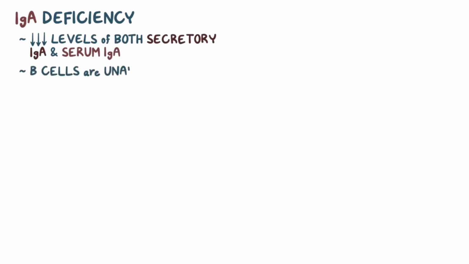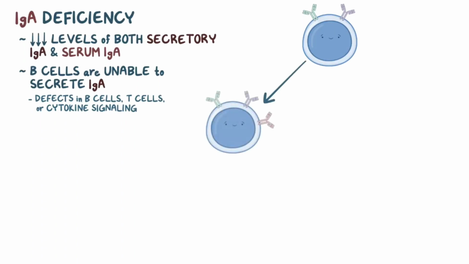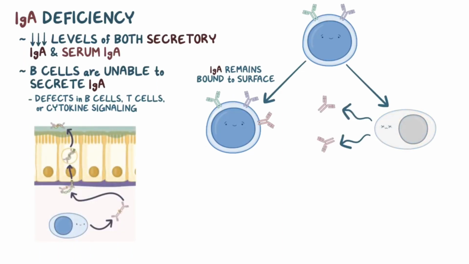In IgA deficiency, there are extremely low levels of both secretory and serum IgA, because B cells are unable to secrete IgA. This is due to a defect in B cells, in T cells, or in cytokine signaling between the two. Regardless of the exact cause, the result is that B cells can't class switch to produce IgA, or they can't differentiate into IgA secreting plasma cells. So IgA remains bound to their surface, along with IgM and IgD. In other cases, IgA secreting plasma cells die prematurely. Finally, there are also cases where IgA is secreted normally, but can't get across the mucosa, due to the absence of poly-Ig receptor.